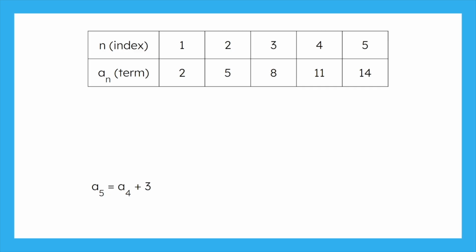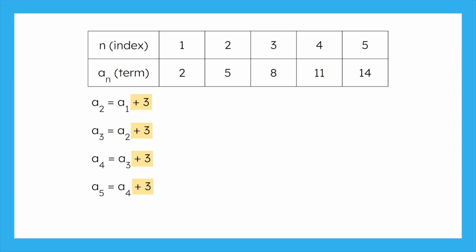Let's go ahead and do the same thing for the 4th term. How is it related to the term before it? Again, it's 3 more than the previous term. What equation can we write to express that? We can write a sub 4 equals a sub 3 plus 3. We could keep going and write similar equations for the third and second terms as well. Notice that each equation ends with plus 3. What's that number called in an arithmetic sequence?